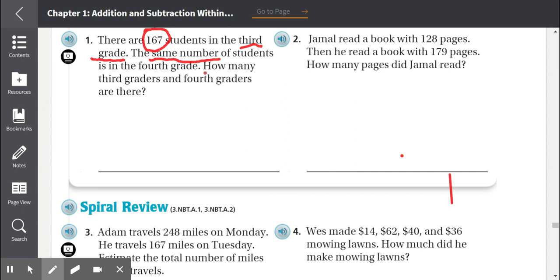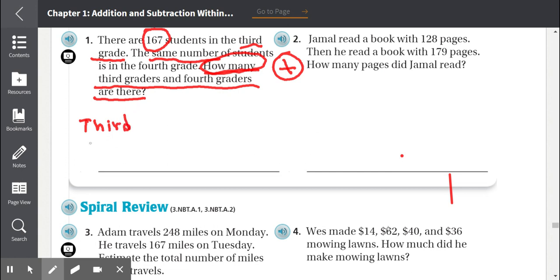Now the question says, how many third graders and fourth graders are there? And we know how many means to add. So we know there were, for third graders, fourth.